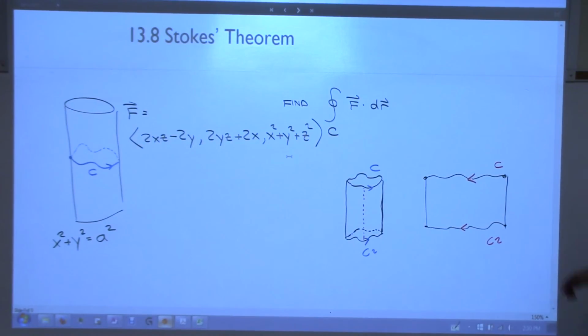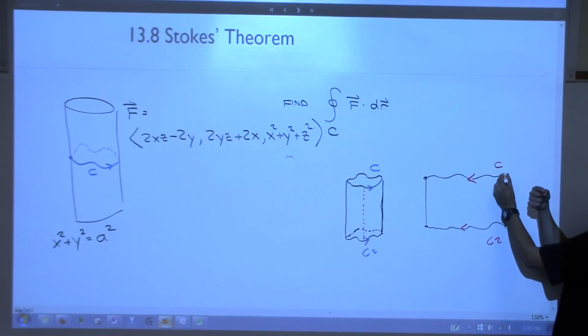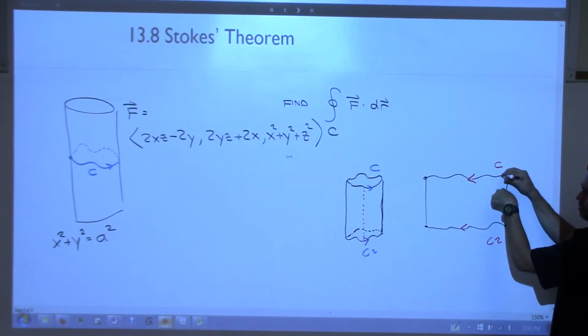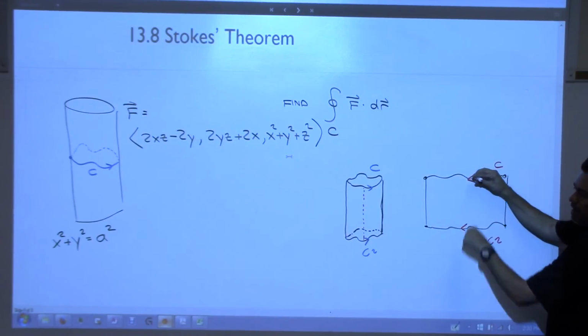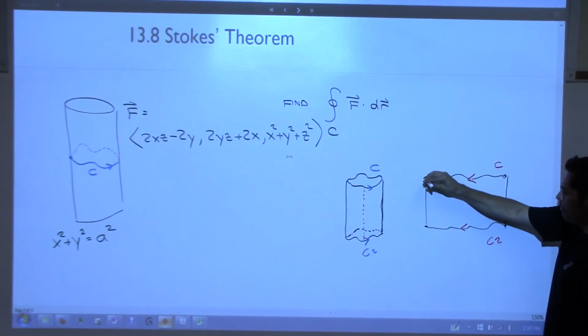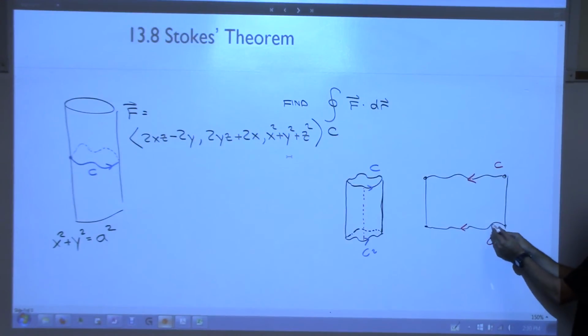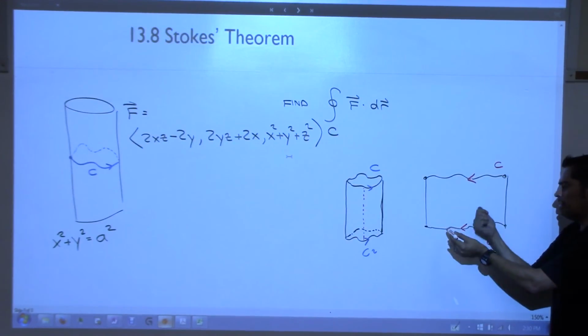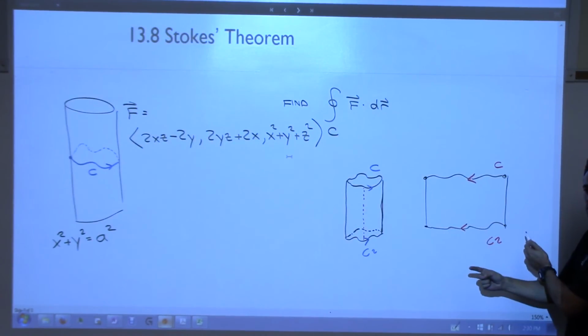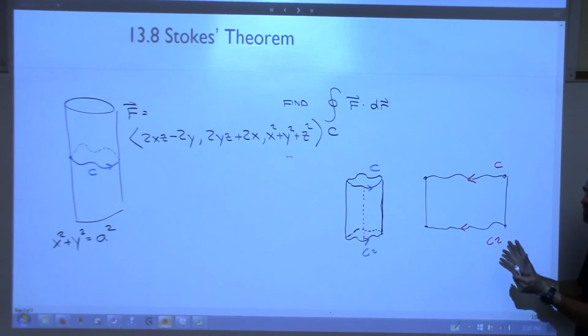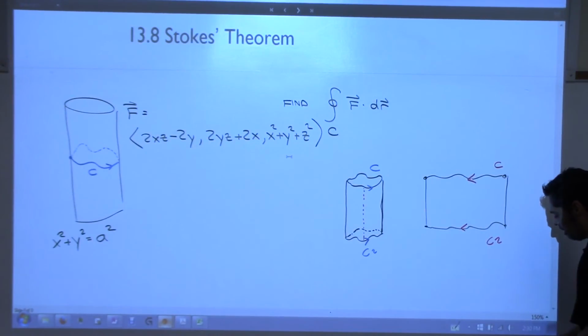Now, if I'm walking along C, let's say pointing out towards us is where our head is, up here. The surface over here is to my left, right? But if I'm walking over here, the surface is actually on the other side. So what I need to do is reverse the direction. So how does that affect things? Let me show you. I'm going to write it down. After I write it down, maybe you'll see it.